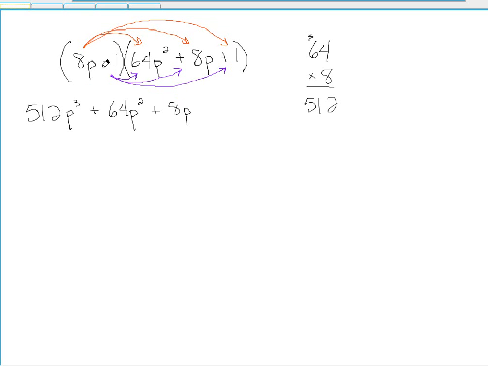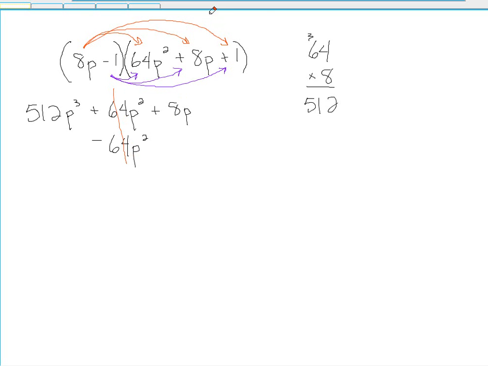Now we distribute the negative 1. Notice, and remember, when you multiply by a negative 1, the only thing that happens is signs change, right? So positive 64p squared becomes negative 64p squared. And you can already see what's going to happen here, right? When we combine like terms, these are going to cancel each other out.